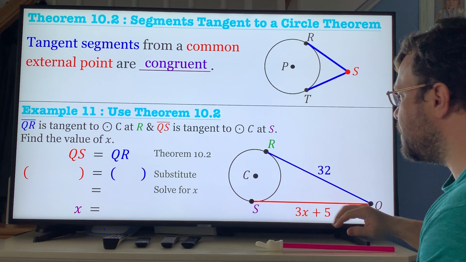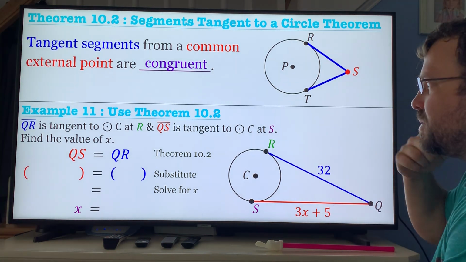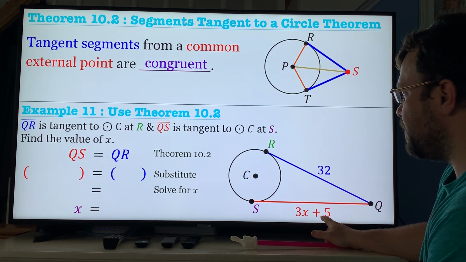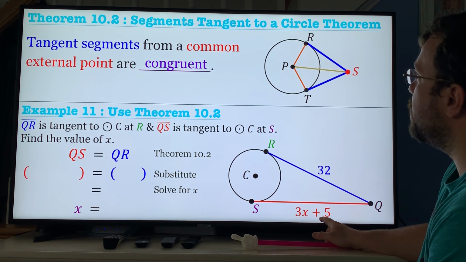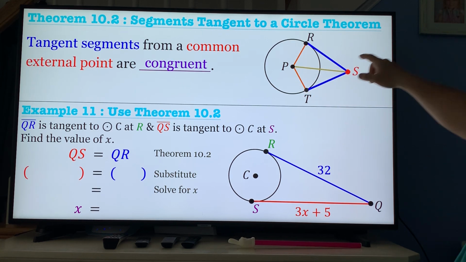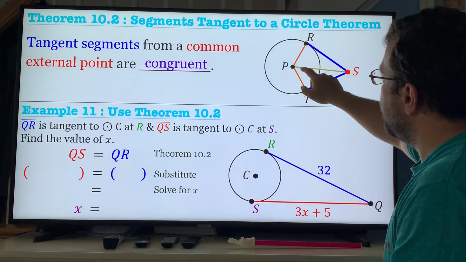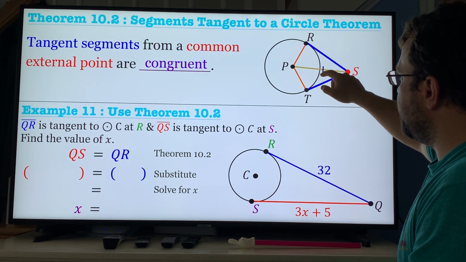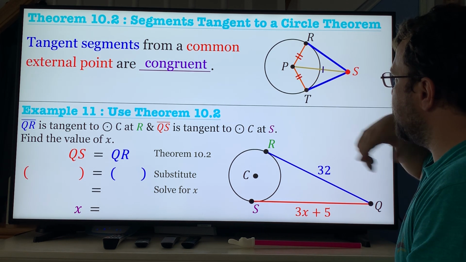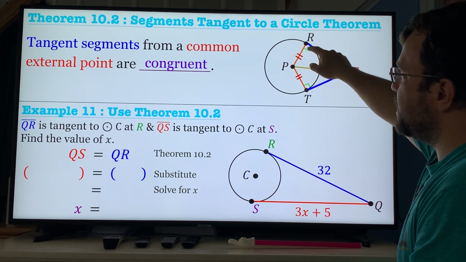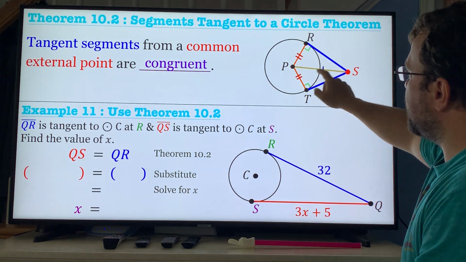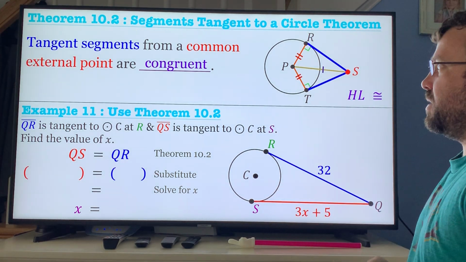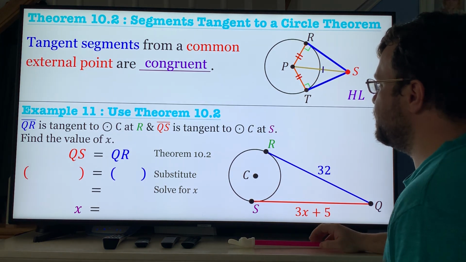So let's use this in a theorem. We want to find out what x equals here. Oh, the reason they're congruent, sorry, is because you have two radii that are equal. You have a common side right here. So that's side, that's side. And then we got the right angles because they're tangents. So this is a side-side angle. Nope, this is HL. Remember HL congruence? There you go. So that's just the reason why they're congruent.